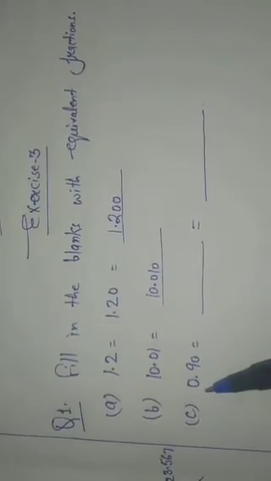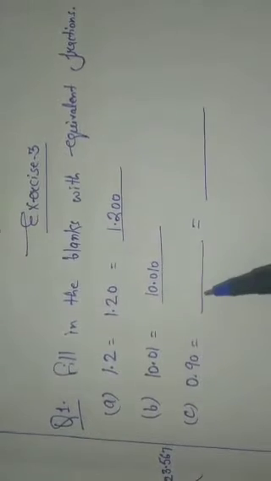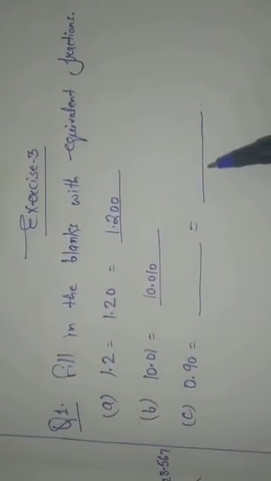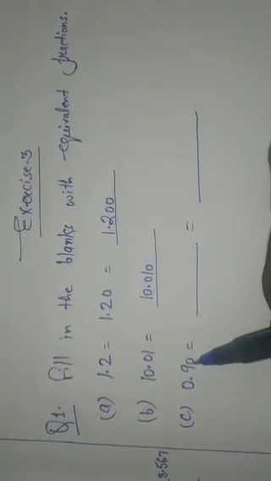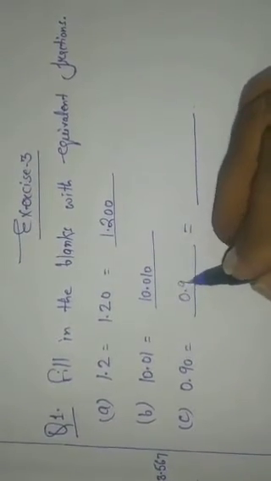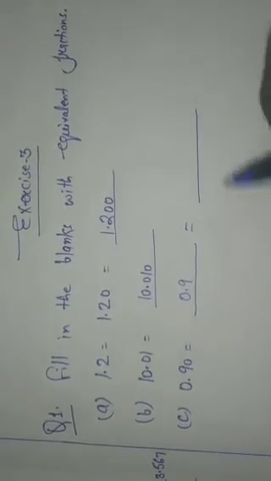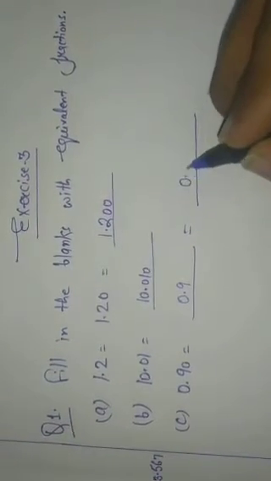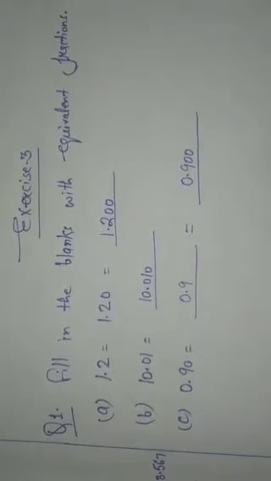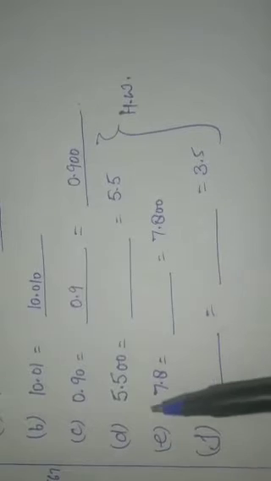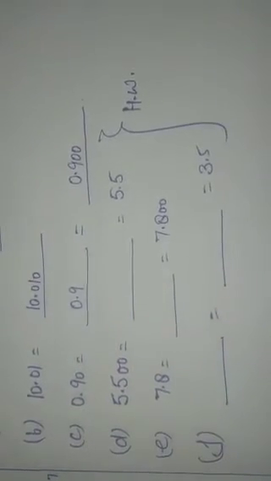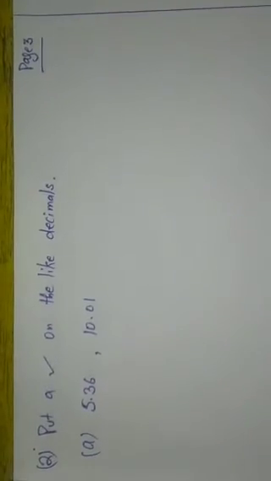Then part C, 0.90. Here 2 blanks have been given, meaning two equivalent decimals are asked. You can call 0.90 as 0.9, which is the same, equivalent. And 0.90 can also be called 0.900, which is also equivalent. Clear, students? Parts D, E and F I am giving you as homework, so solve them in your homework.